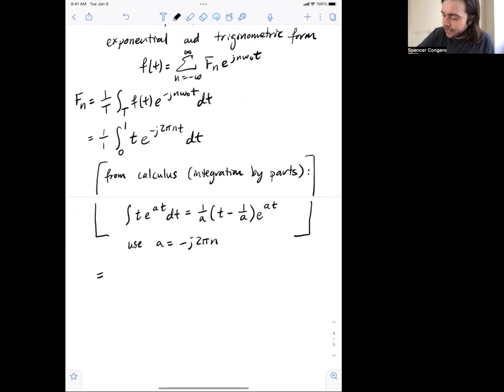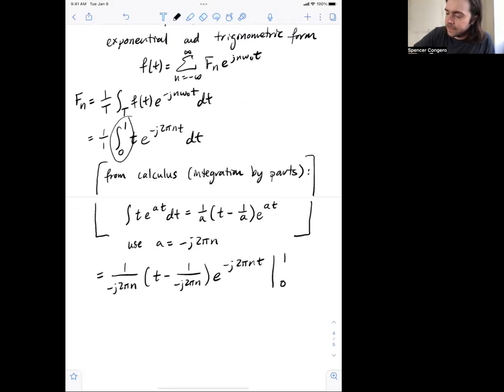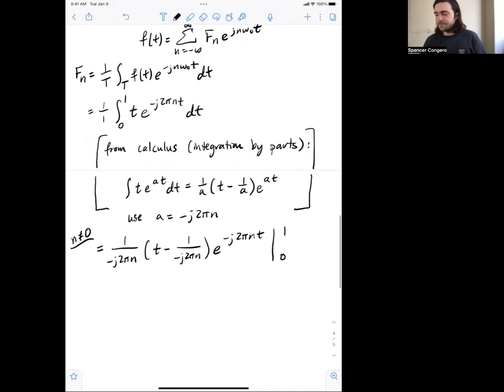here. We're going to get 1 over a, which is negative j 2 pi n, times t, minus 1 over negative j times 2 pi n, e to the negative j 2 pi nt. We want to evaluate that from 0 to 1. And the other thing we have to notice is, wait a second, n could be 0, right? 0 is an integer. So this line is only valid when n does not equal 0. And we'll go back afterwards and consider the case when n equals 0 later.